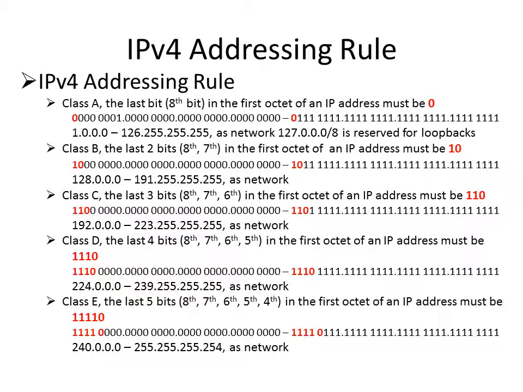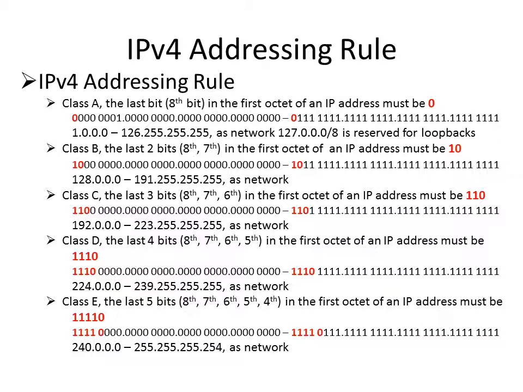Then we get into class D, which is used for multicast IP addresses, and for that the binary rule is very specific. It says the first 4 bits in the first octet IP address must be 1110, and using the binary form we get a range in terms of decimal form of the IP address going from 224.0.0.0 to 239.255.255.255.